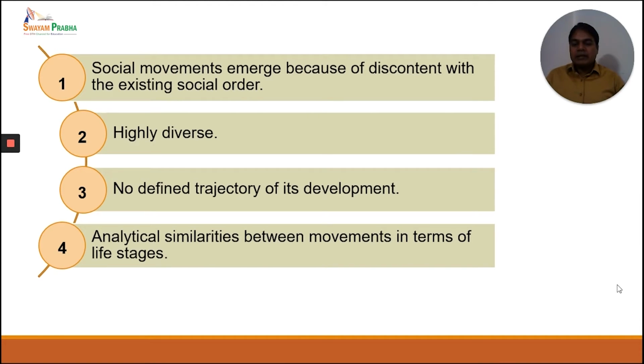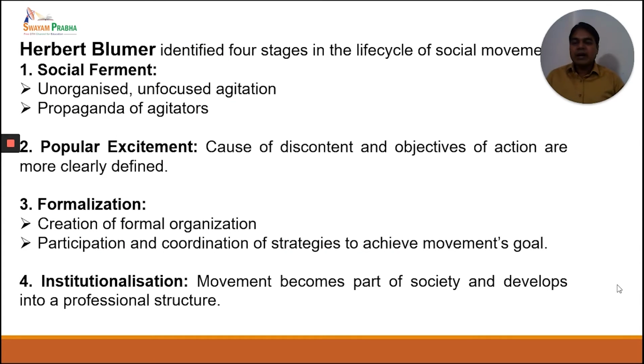But despite this gap in identifying the trajectory of social movements, some attempts have been made by different scholars at different time periods to identify the different stages in the life cycle of a social movement. In this context, I'm going to discuss two important contributions. The first is made by Herbert Blumer, who has identified four different stages in the life cycle of any social movement, which means that right from the beginning of the movement till it comes to an end, it passes through four different phases. And what are these four phases?